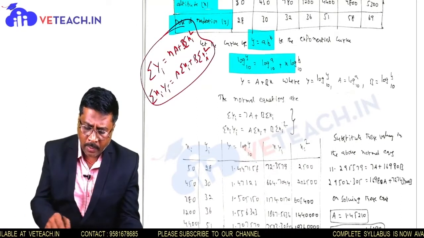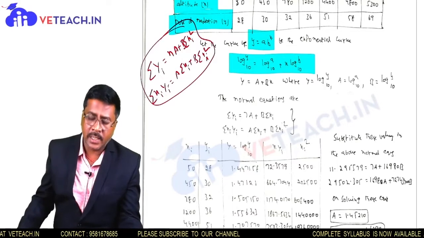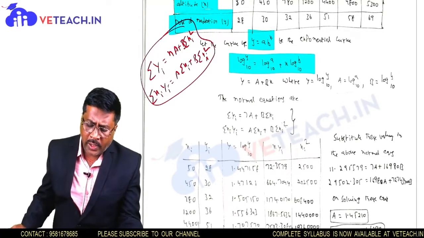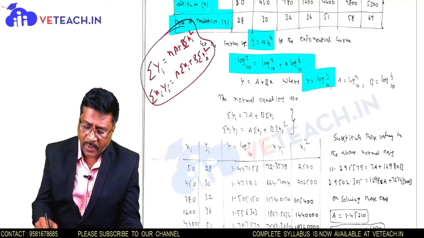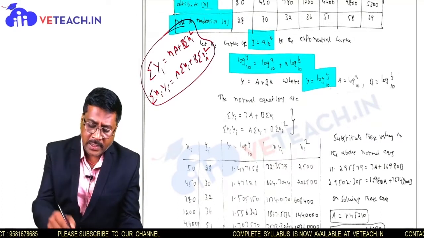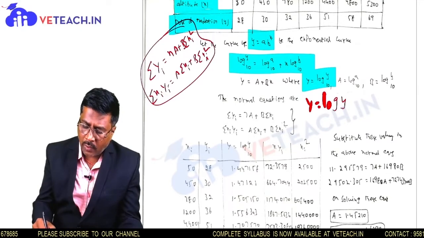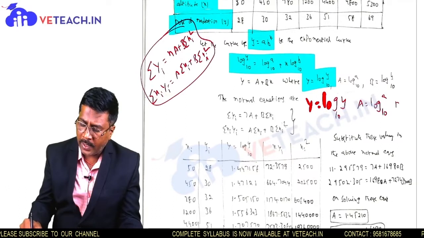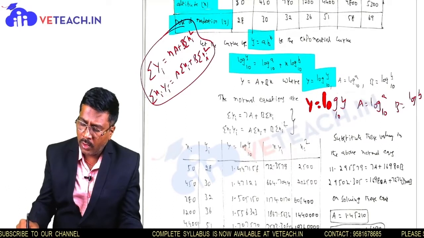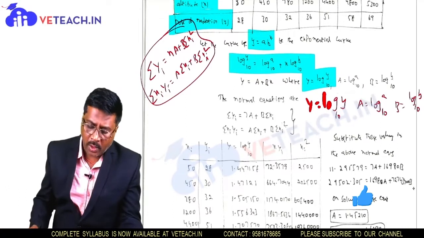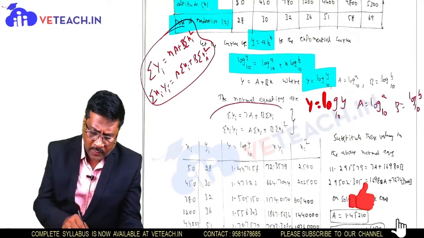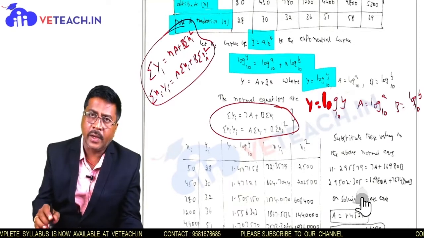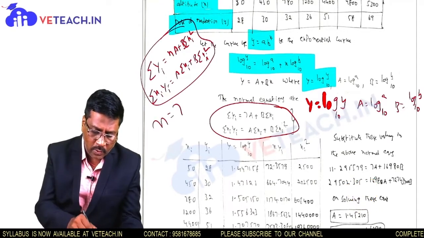Now taking the logarithm on both sides, log y to the base 10 is equal to log a to the base 10 plus x into log b to the base 10. We assume capital Y is equal to log y to the base 10, capital A is equal to log a to the base 10, and capital B is equal to log b to the base 10. Now the normal equations: there are 7 observations, 1, 2, 3, 4, 5, 6, 7, which means n is equal to 7.